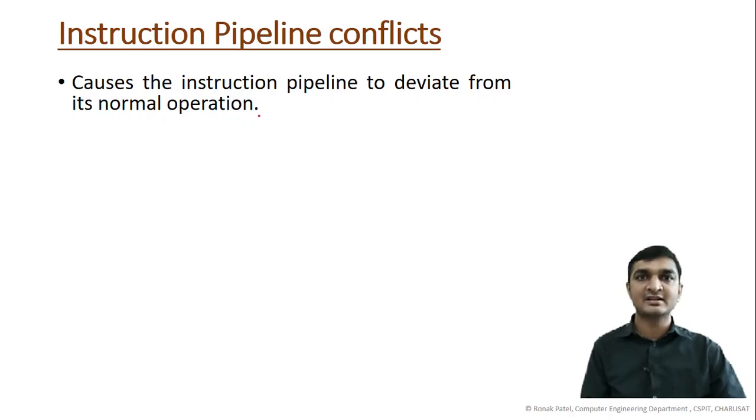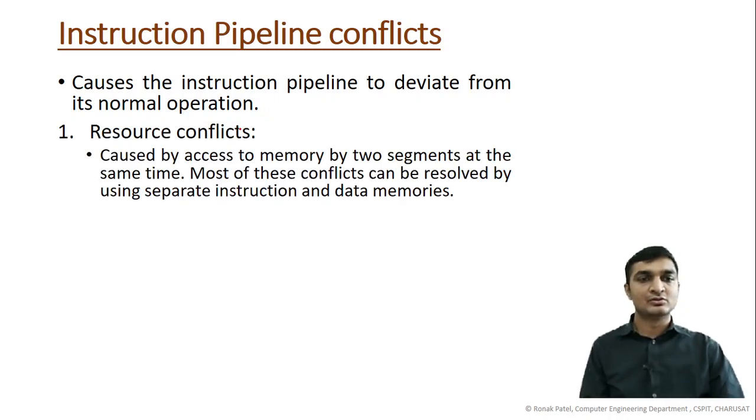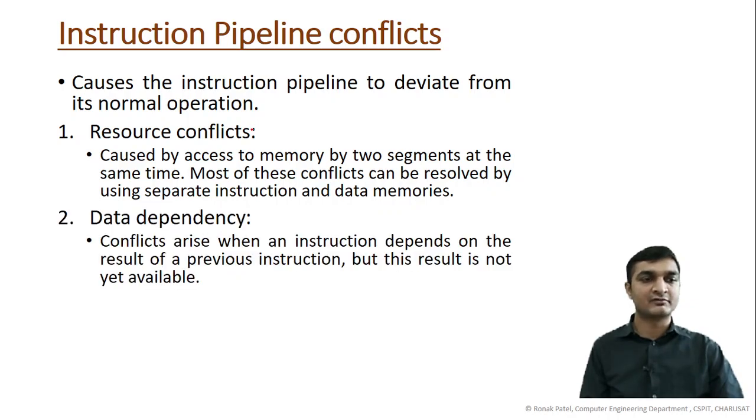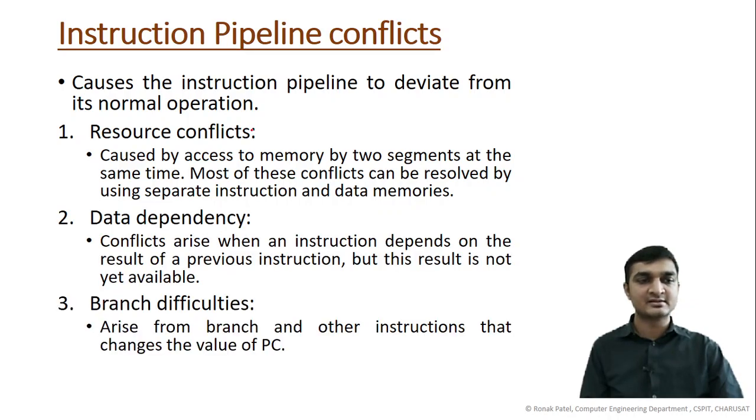Normally it goes one phase by one phase, right? Whenever there is some conflict, it deviates from its normal flow. So which are the different conflicts that are possible? The first is resource conflict, second is data dependency, and third is branch difficulties. These are the three different instruction pipeline conflicts that deviate the flow of the instruction pipeline.